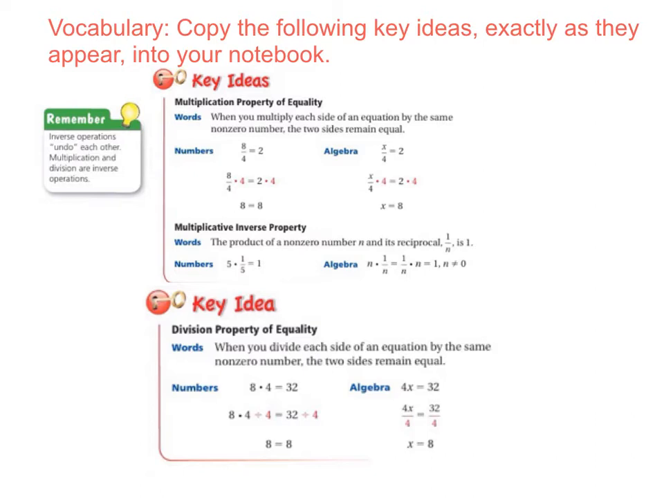Multiplication property of equality. When you multiply each side of an equation by the same non-zero number, the two sides remain equal. Multiplicative inverse property. The product of a non-zero number n and its reciprocal 1 over n is 1. Division property of equality. When you divide each side of an equation by the same non-zero number, the two sides remain equal. Be sure when you copy this that you also copy the numbers and the algebra portion of each key idea.